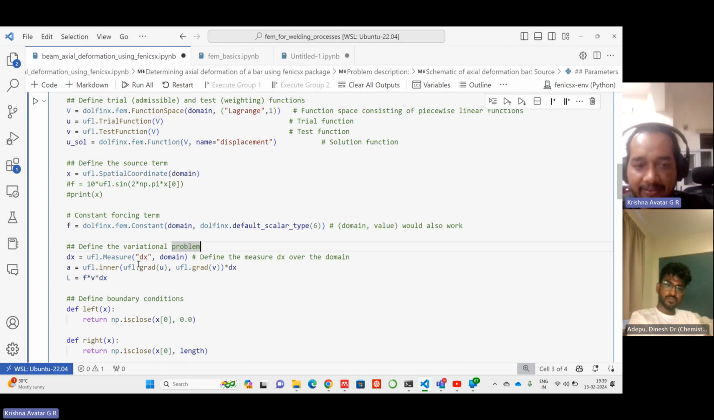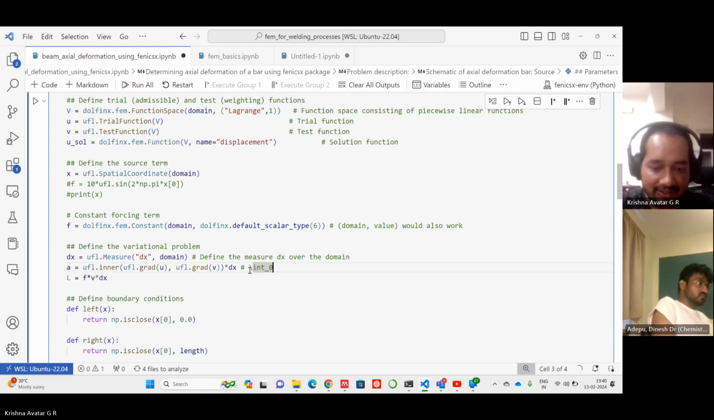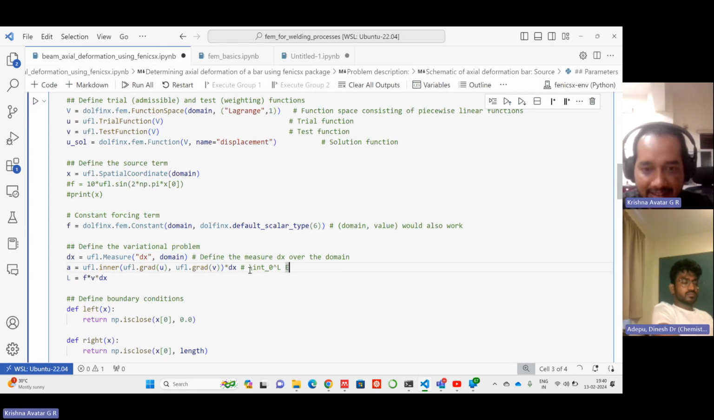Now we come to defining the measure. So dx is the UFL dot measure dx of the domain. It works very much in a mathematical sense, right? You clearly see that when we are writing the bilinear form, it is UFL dot inner. So this is what we call the integral from 0 to L, and then E, A. This is what we are doing.